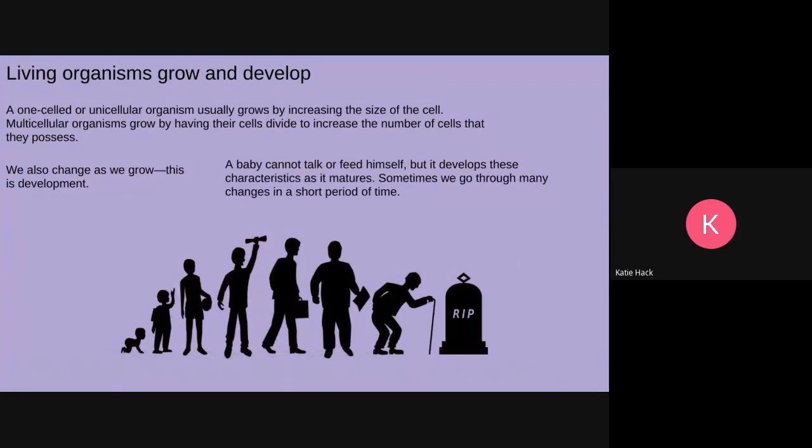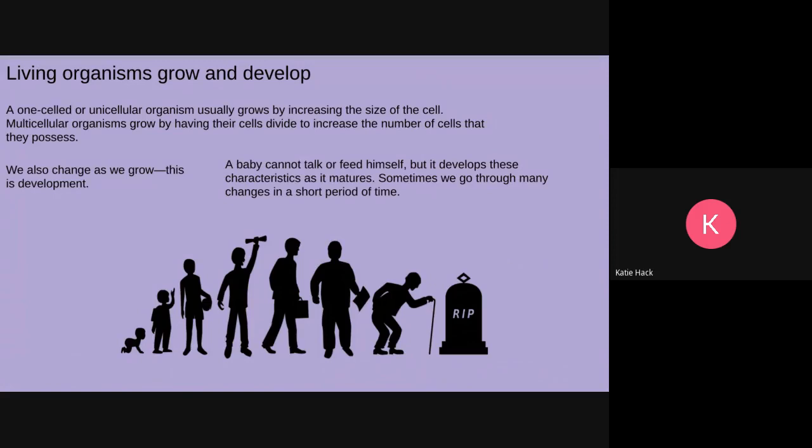On the next slide, living organisms must grow and develop. So a one-celled organism can grow by increasing the size of the cell. Now, multicellular organisms grow by having their cells divide, so they get more cells.